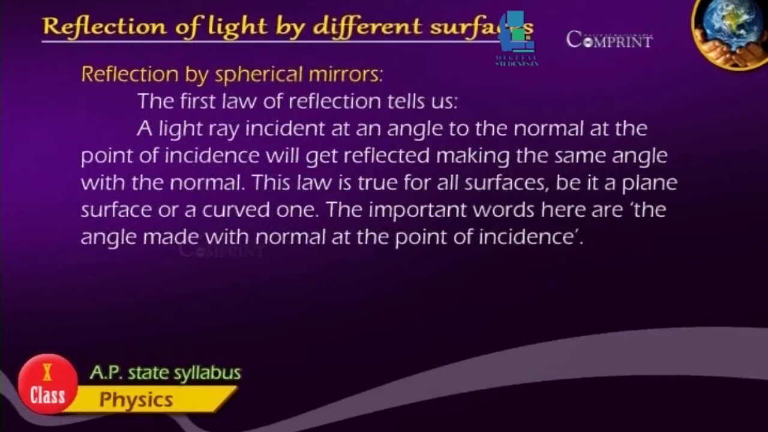Reflection by spherical mirrors. The first law of reflection tells us a light ray incident at an angle to the normal at the point of incidence will get reflected, making the same angle with the normal. This law is true for all surfaces, be it a plane surface or a curved one. The important words here are the angle made with the normal at the point of incidence.